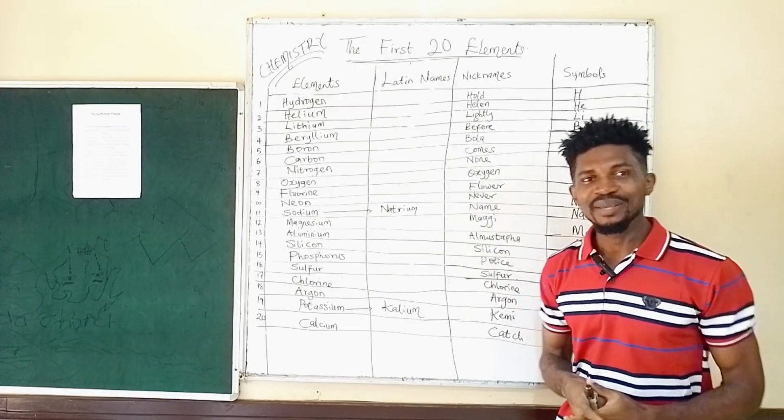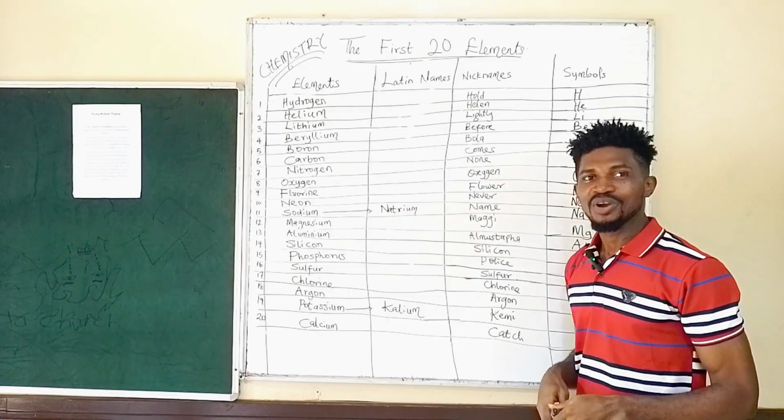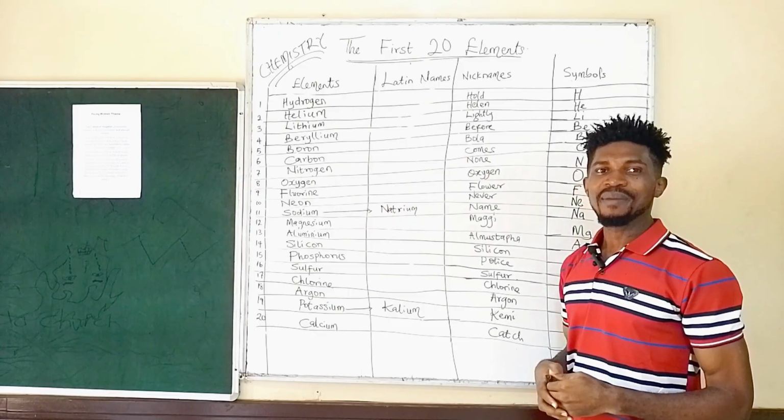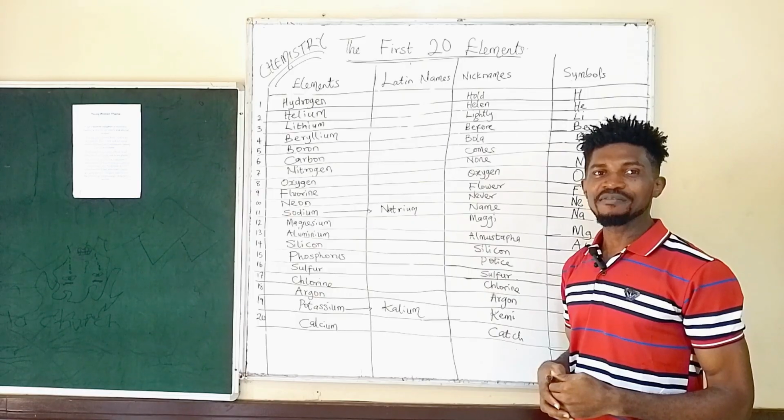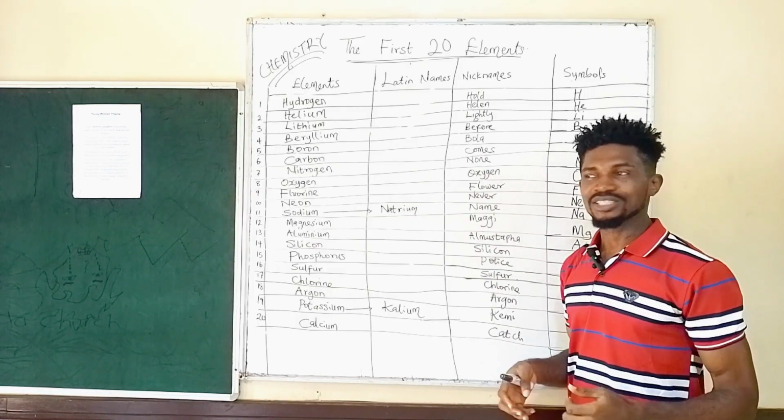Hold Helen lightly before Bola comes none. Oxygen flower, never name Maggie, Mustafa, silicon police, sulfur, chlorine, argon, chemical catch.